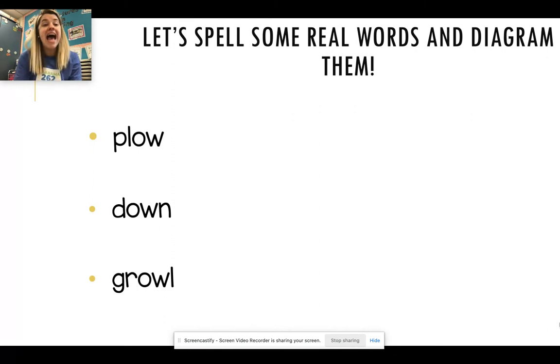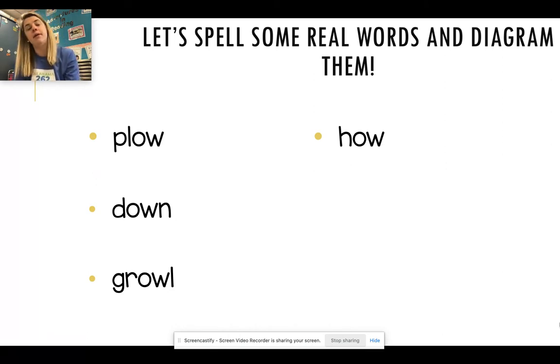Here we go. Our next word is how. How. Pound it. How. Ow. Where'd you hear it? How. At the very end, so we're going to spell it H-O-W. Very good.